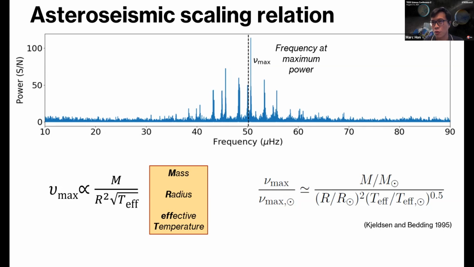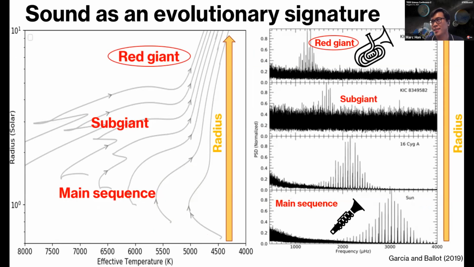So to put this more concretely, let's think about the H-R diagram. Stars like our sun live on the main sequence. They have smaller radii and therefore they oscillate at higher frequencies. But as the star evolves into a red giant, its temperature cools down and its radius increases. So the oscillation frequencies shift to lower values.